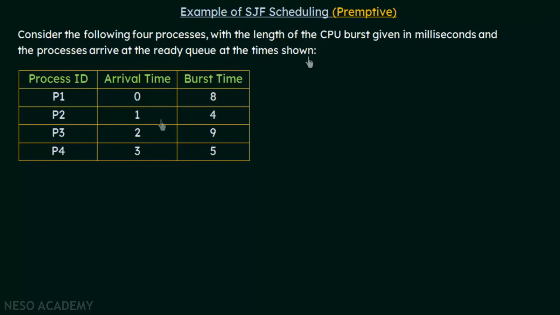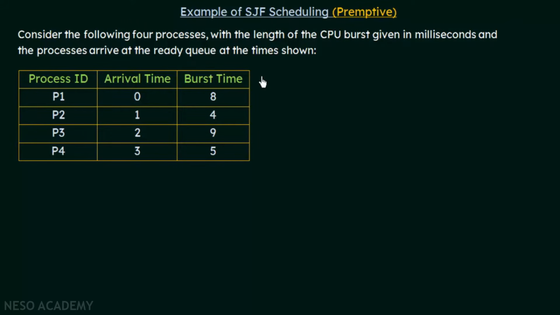So here we have a table where we are given 4 processes again with process IDs P1 to P4, and here are the arrival times of these processes. P1 arrives at time 0, P2 at 1, P3 at 2 and P4 at 3. And this is the burst time of the processes given in milliseconds. So burst time of P1 is 8, of P2 is 4, P3 is 9 and P4 is 5. So all these values are given in milliseconds.